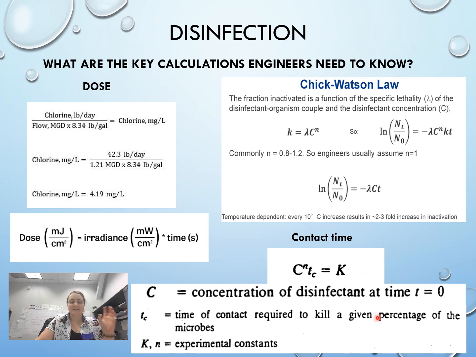And we need to know contact time. This is really the key one that you need to be able to calculate. You need to understand the concentration of a disinfectant at a given time and the time of contact required to kill a specific organism. Those are going to be important for you as engineers.